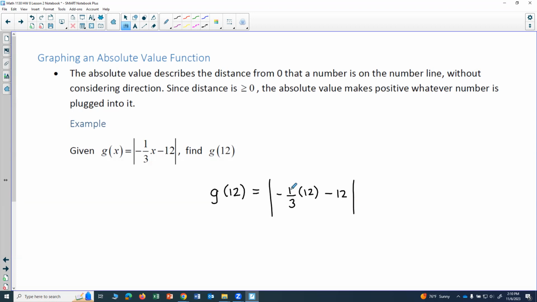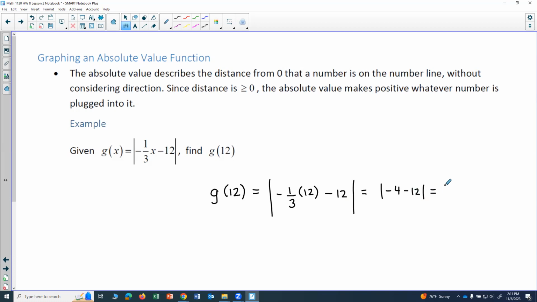Now we know that when we're multiplying a fraction times a whole number, only the numerator gets multiplied. So this is the same as 12 over 3. So it's the same as a negative 4. So 1/3 times 12 gives us 4, and it's a negative because of the negative in front. So negative 4 minus 12.